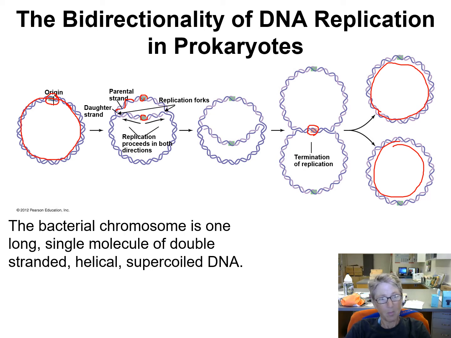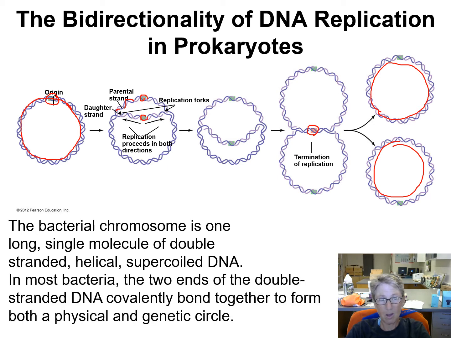And we've talked about this. The bacterial chromosome is one long single molecule of double-stranded helical supercoiled DNA. In most bacteria, the two ends of the double-stranded DNA bond together to form a physical circle and a genetic circle.